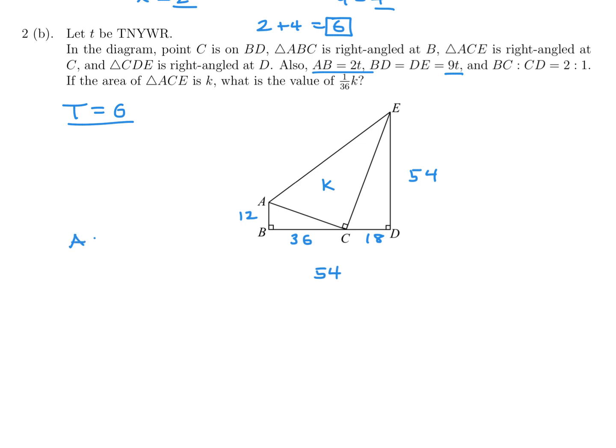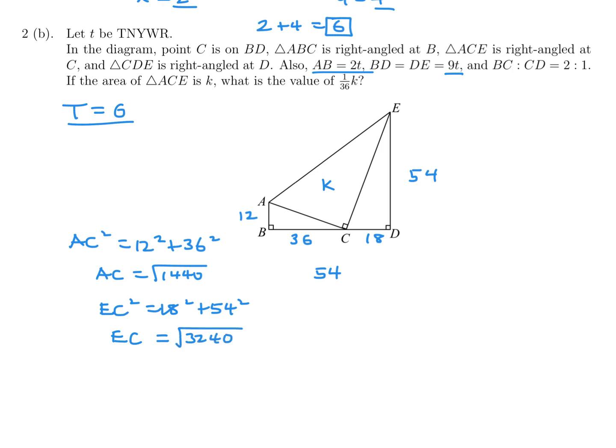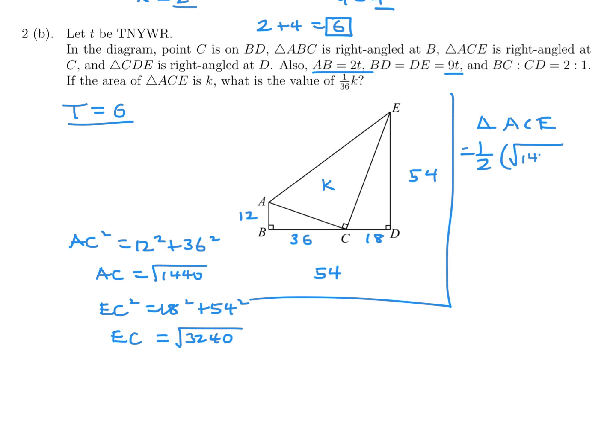So with Pythagoras, we can figure out AC squared. That's going to be 12 squared plus 36 squared, and therefore AC would be root 1440. In a very similar way, we can figure out EC. EC squared would be 18 squared plus 54 squared, again using Pythagoras, and therefore EC is root 3240. And therefore the area of triangle ACE would be 1/2 base times height. So the base is AC, root 1440, and then the height is EC, so multiply that by root 3240.